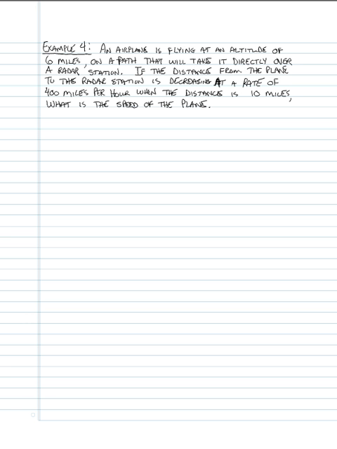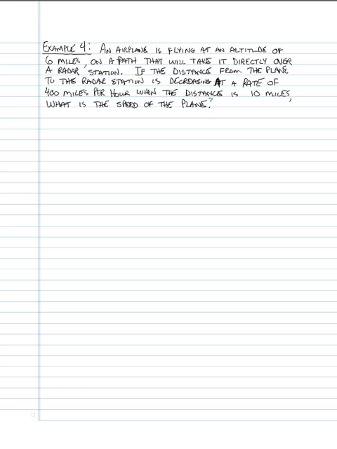Okay, here's our example 4. We have an airplane that's flying at an altitude of 6 miles, and it's on a path that will take it directly over a radar station. If the distance from the plane to the radar station is decreasing at a rate of 400 miles per hour when the distance between the plane and the radar station is 10 miles, what is the speed of the plane at that time?